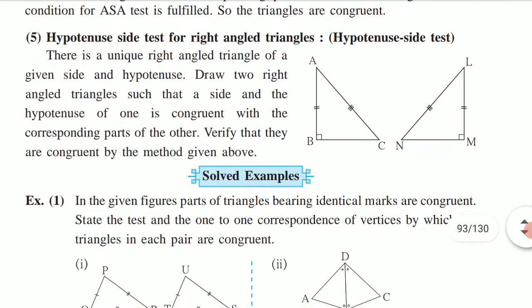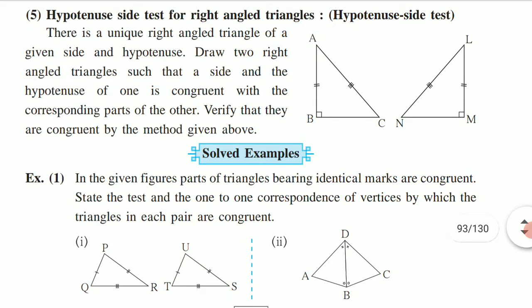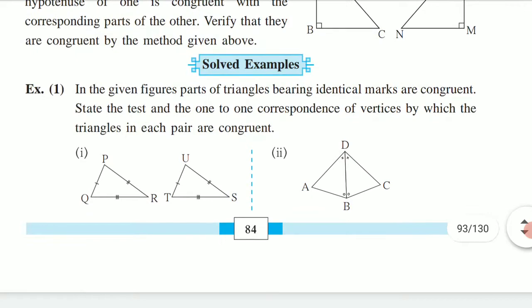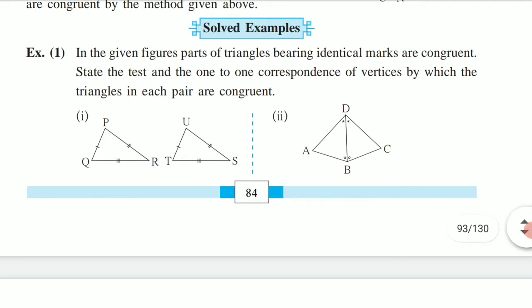Hypotenuse side test for right angled triangles. There is a unique right angled triangle for a given side and hypotenuse. Draw two right angled triangles such that a side and the hypotenuse of one are congruent with the corresponding parts of the other. Verify that they are congruent by the methods given above.